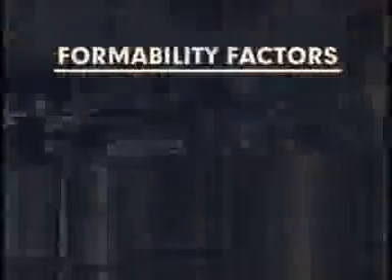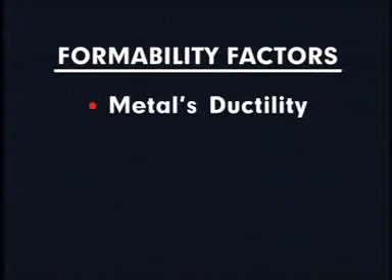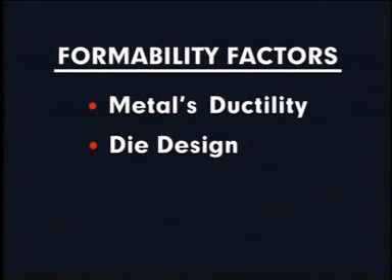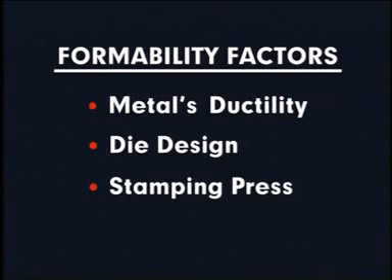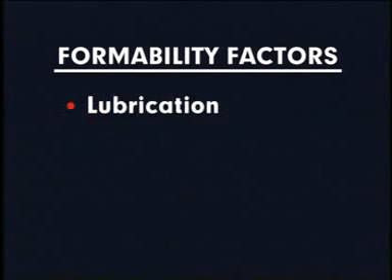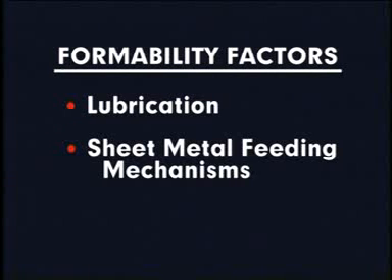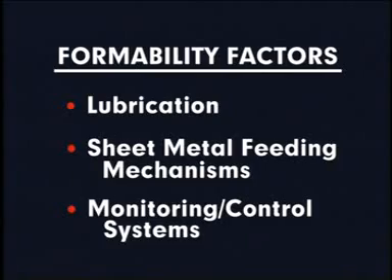Those include the ductility of the metal, the die design, the stamping press speed, lubrication, the sheet metal feeding mechanisms, and monitoring systems and controls which safeguard and synchronize the operation. Because of these various factors, formability differs from one part or operation to the next.